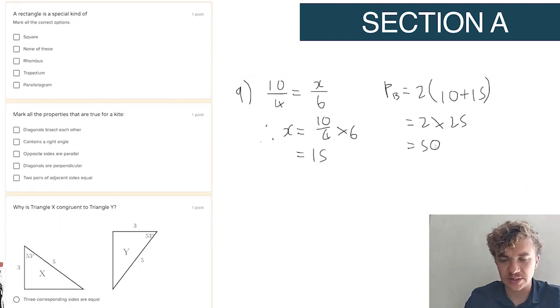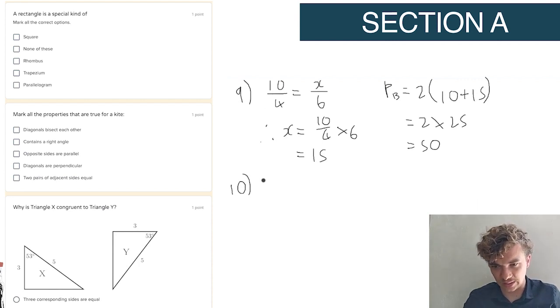Okay, next we have question 10. A rectangle is a special kind of, mark all the correct options. So now we have a rectangle, okay? Now you need to think of all the characteristics of a rectangle that you know.